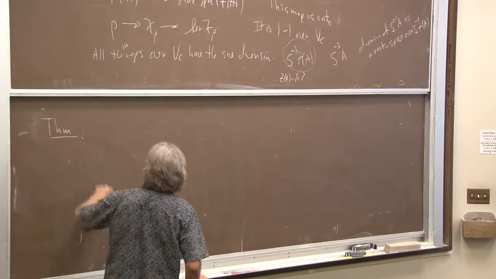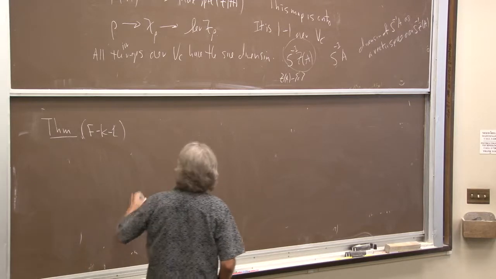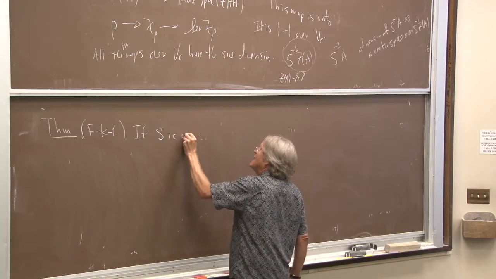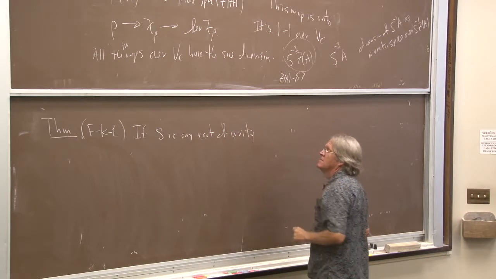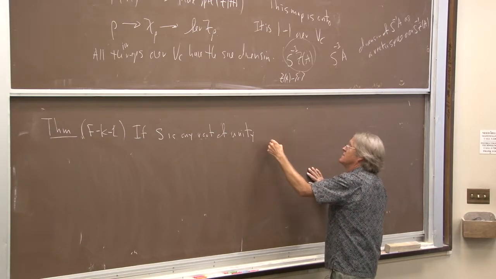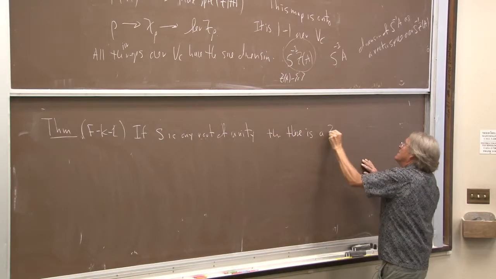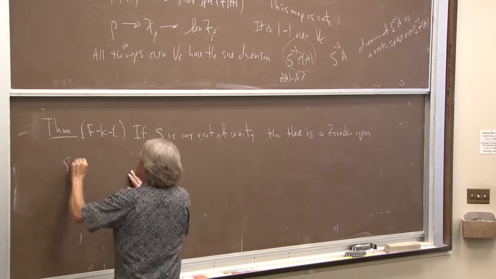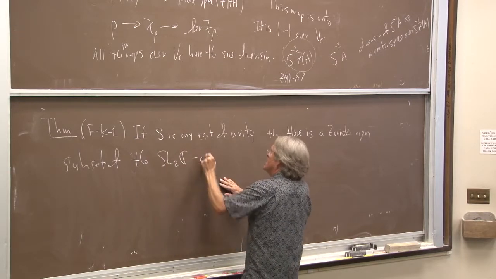Theorem, and this is once again in this paper on Monday. If zeta is any root of unity, then there is a Zariski open subset of the SL2C character variety.